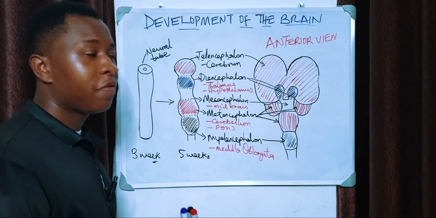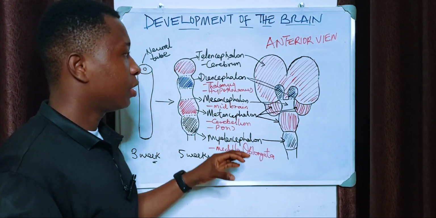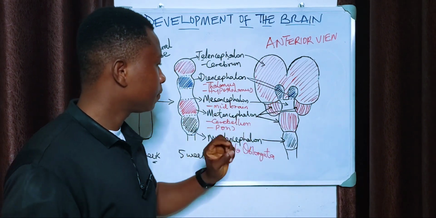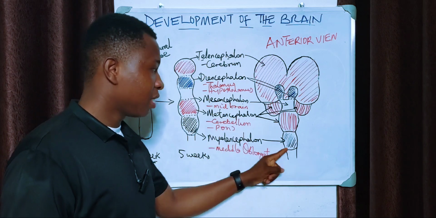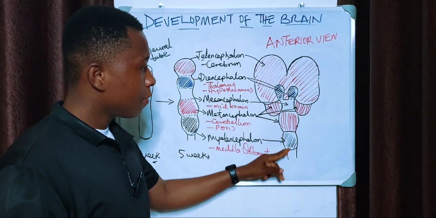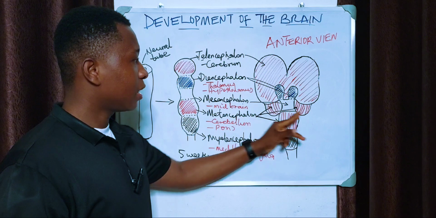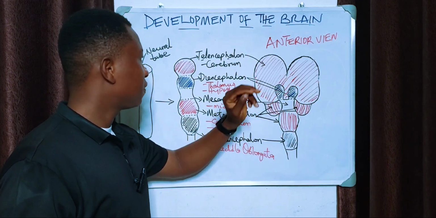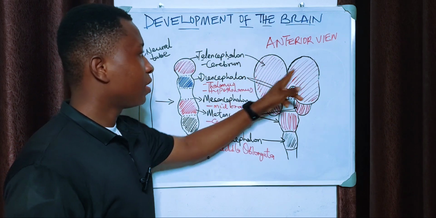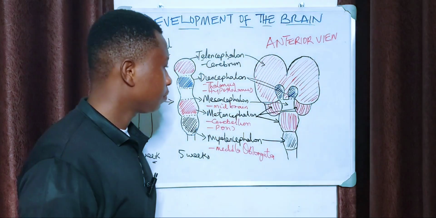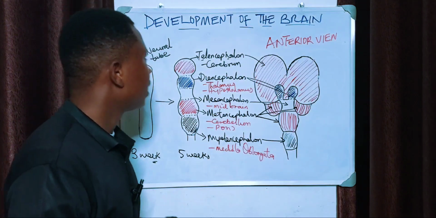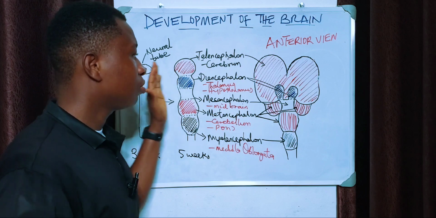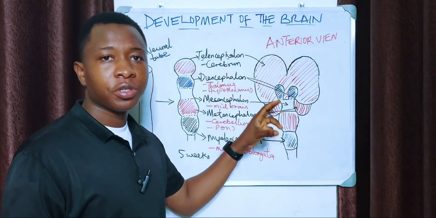Now, if you notice in my previous video, we talked about the three major parts of the brainstem. Okay, so you have the midbrain, the pons, and the medulla. From here is the midbrain. This is the cerebellum, and this is the right hemisphere of the cerebrum and the left hemisphere of the cerebrum. Okay, so that is it about the development of the brain. So this is how the brain develops from a neural tube down to a fully functional brain.